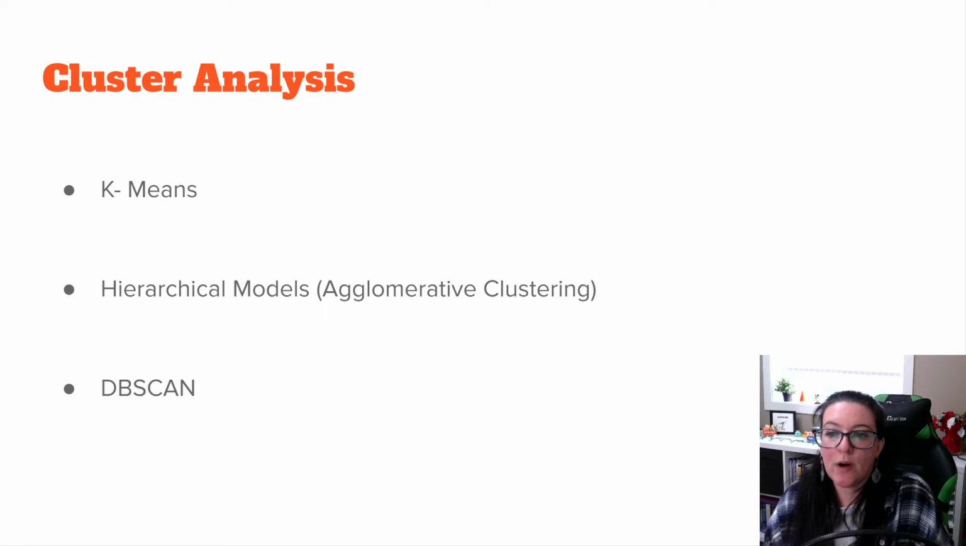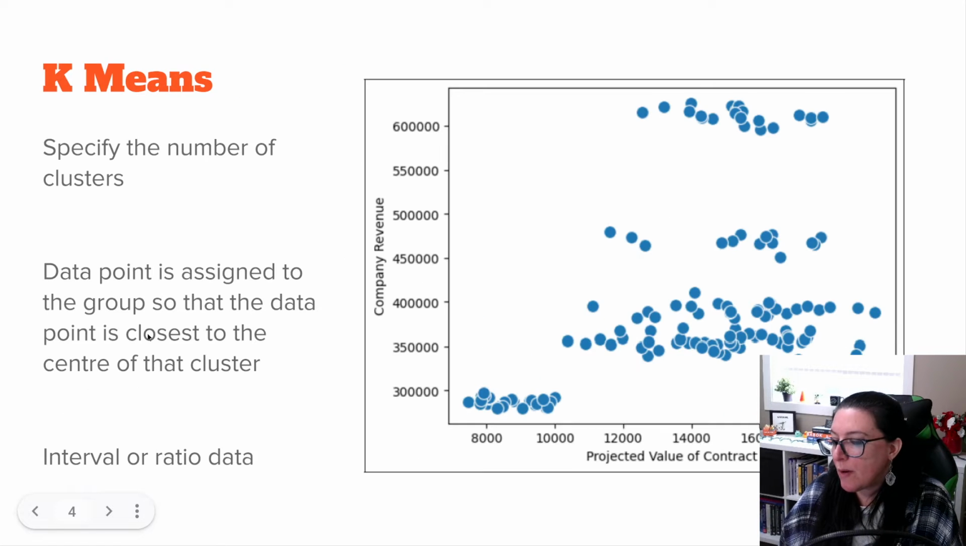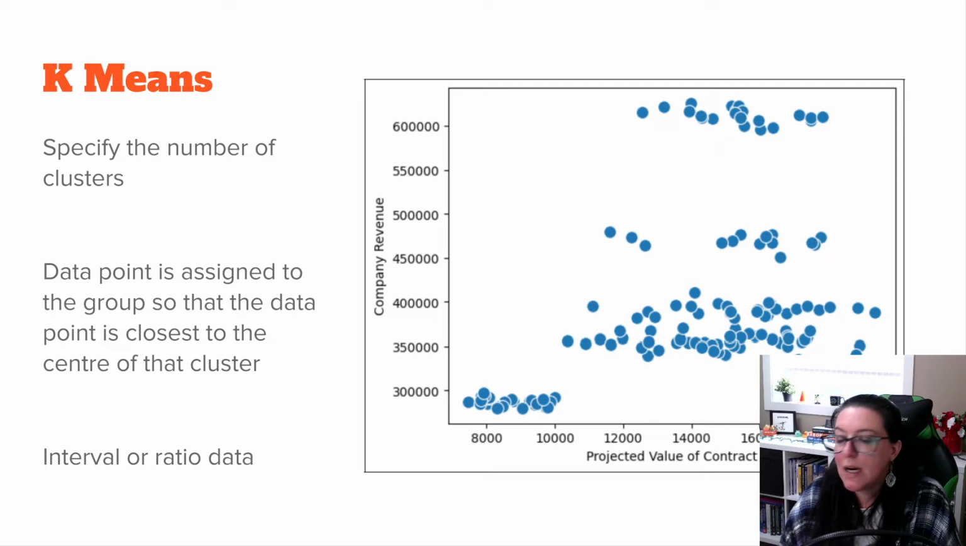So in this video, we're going to do some K-means cluster analysis. There are other types of cluster analysis, including agglomerative clustering and DBSCAN, that we'll do in some other videos. Just a reminder from our previous video, with K-means clustering, data points are assigned to the group whose cluster center they are closest to, and we're going to have to specify the number of clusters.